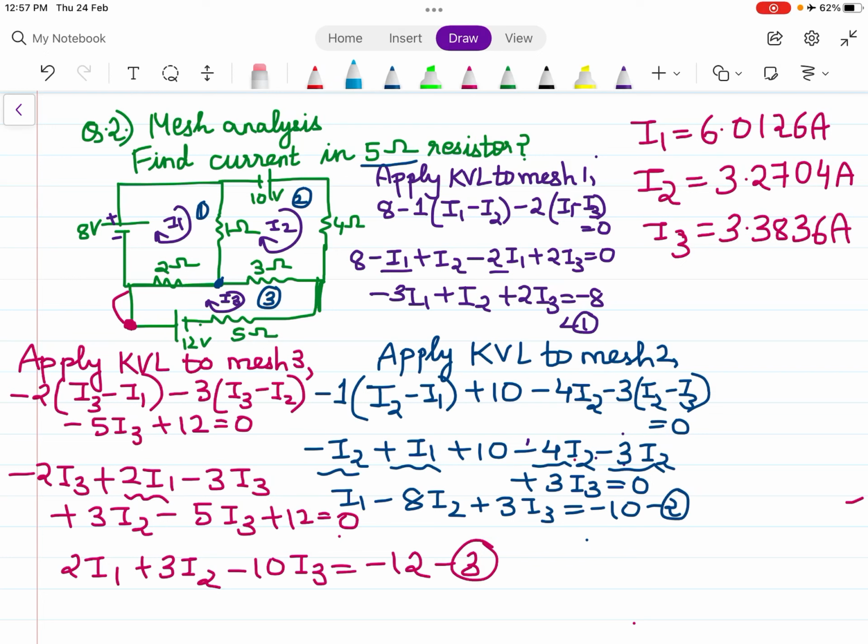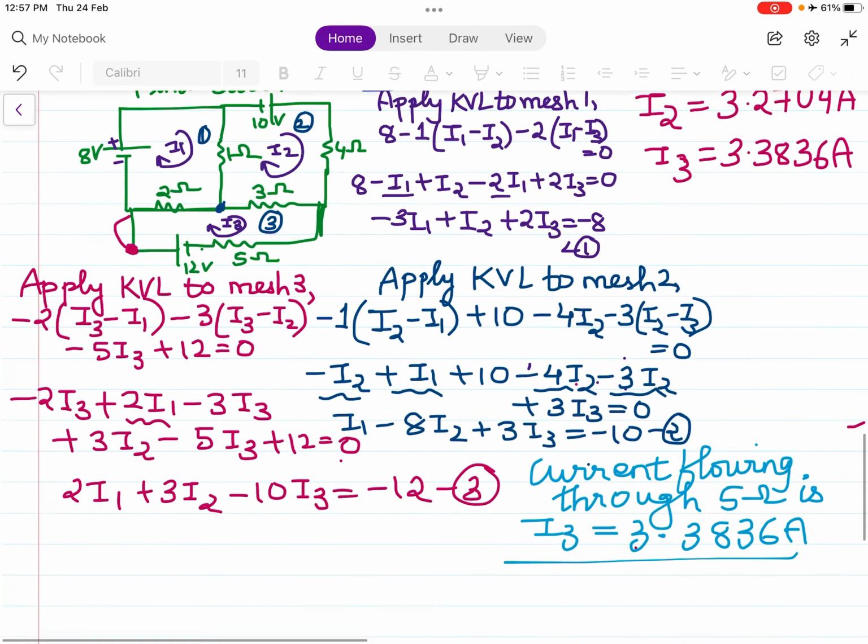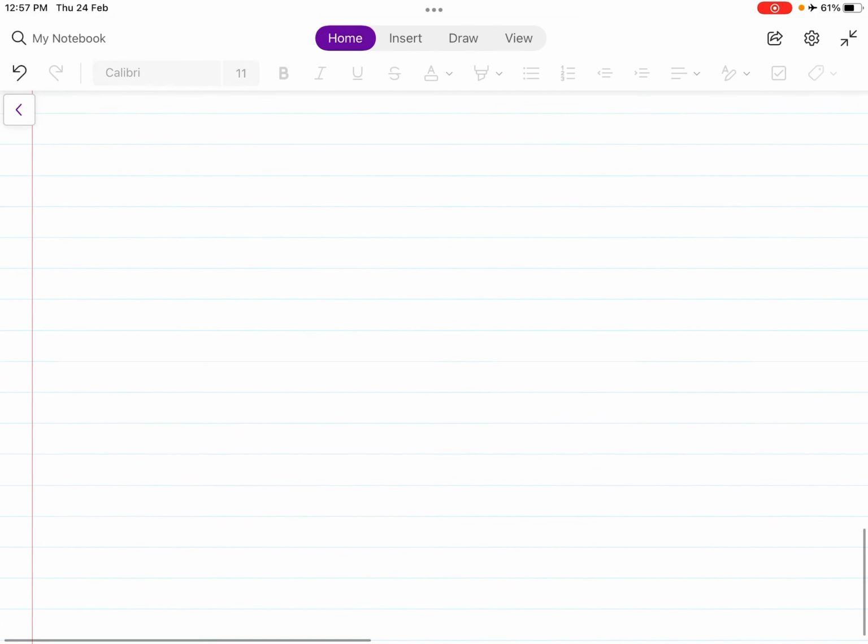So the final answer will be current flowing through 5 ohms is I3, which is equal to 3.3836 amperes. Let's see the next question.